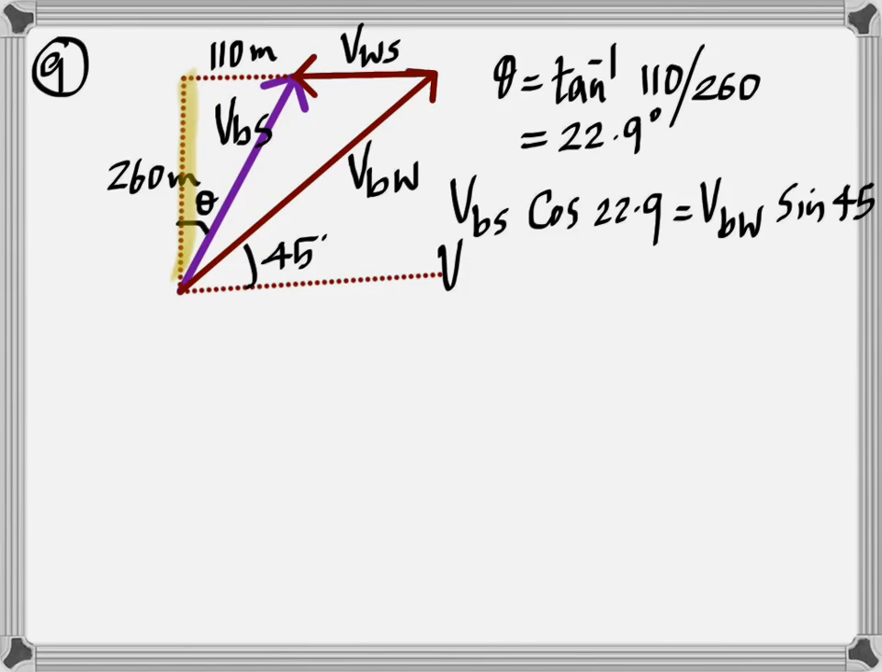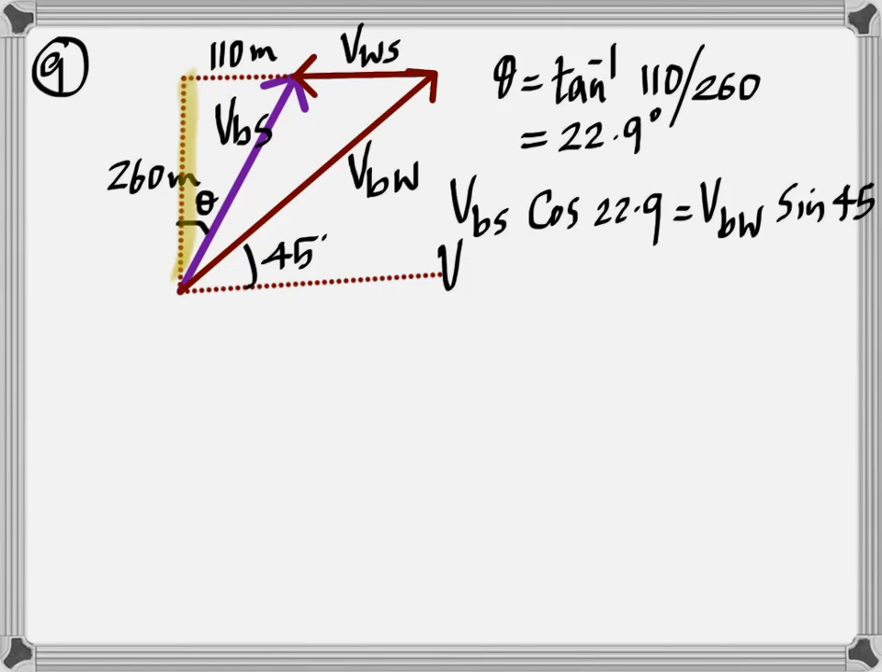I'll try one more time. Because you see two triangles. Don't you see two right angle triangles, one small and one big? And don't you see that that side is common to both the triangles? Isn't that side common to the small triangle and the big triangle? So can't I get that as either VBS cos 22.9 or VBW cos 45? That's what I'm doing.